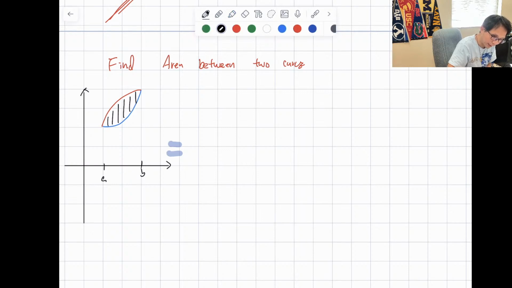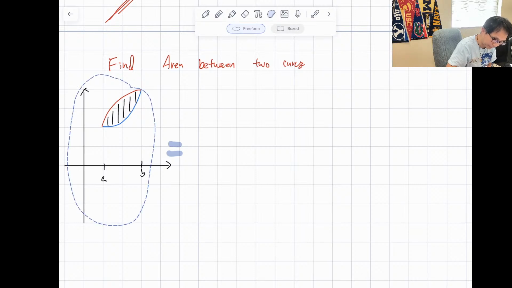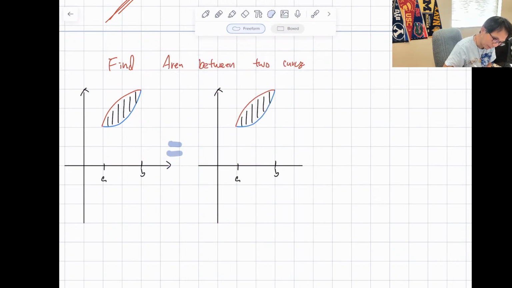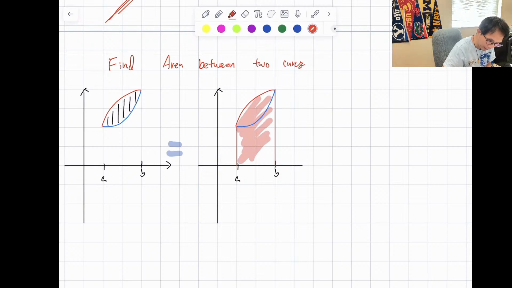The whole idea is, let's copy and paste because I'm lazy. Copy, and I'm going to paste here, and I put it right here. Then I'm going to erase this part. The area of this whole thing minus the area of the blue. Yep, so that's finding this area here.